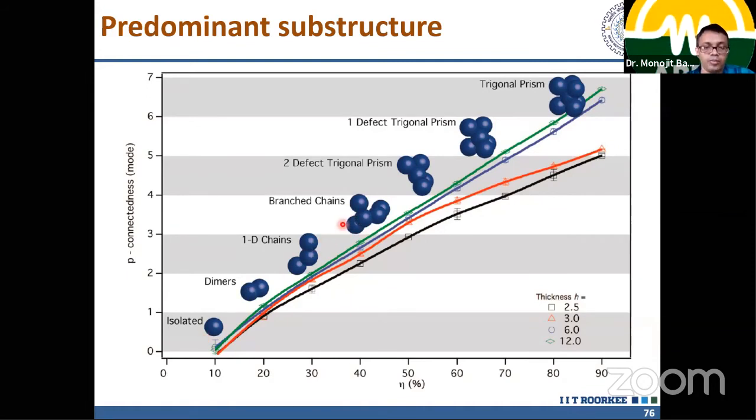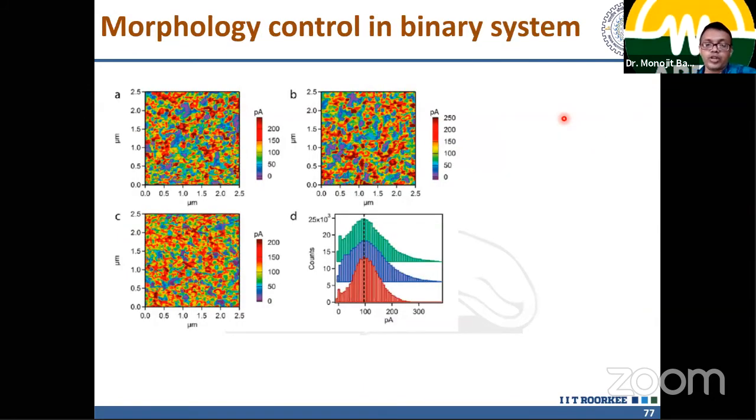But as I said, all these components will be there at all times. There will be branch chains, some 1D chains, still dimers, and some isolated particles, but predominantly this will be the structure. Then as you keep on increasing, it could be a trigonal prism, but with more defects. So this is two defects, trigonal prism. Then as you keep on increasing, you can get one defect, trigonal prism. And beyond 80 to 90%, you get a trigonal prism. So that's the interpenetrating cluster you get. And as you keep on increasing the thickness of the film, you can get the mode count, basically. So that means this approach gives you a much better control of morphology over the BHJ structure. You can take two conducting phases, one acceptor type and one donor type, or you can take one conducting phase and one non-conducting phase.